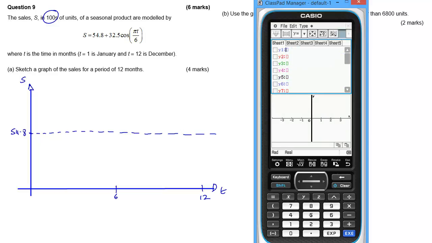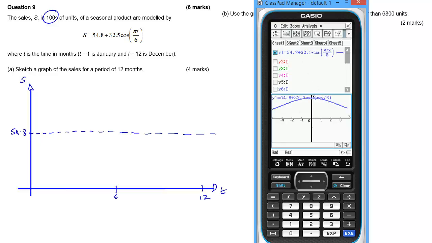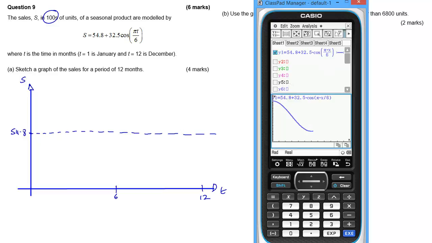So we're going to put in 54.8, add 32.5 cos, and in there we'll have pi x over 6, and we'll graph that. And then we want to change the axes to fit with what we're doing, so 0 up to 12, and we can take that from 0 to maybe 100. That'll probably look pretty good.